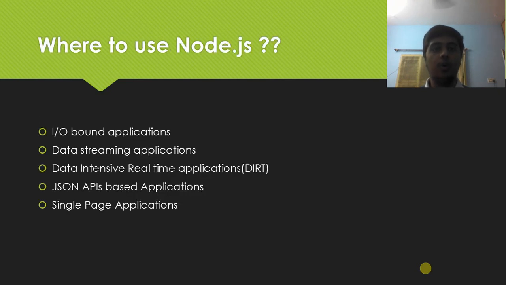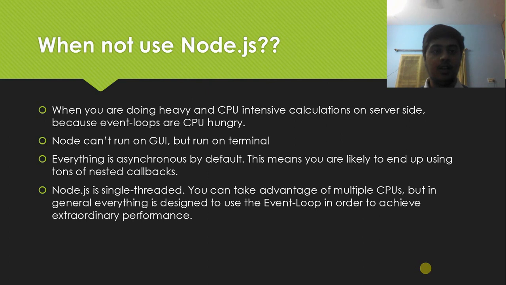So where to use Node.js? It may be used in input-output bound applications, data streaming applications, data-intensive real-time applications which are called DIRT, JSON API based applications, and also single page applications. So when not to use Node.js? When you are doing heavy and CPU intensive calculations on the server side, because event loops are CPU hungry.